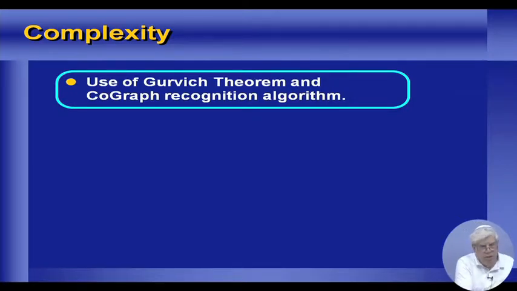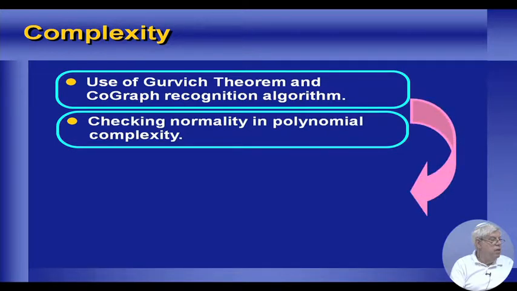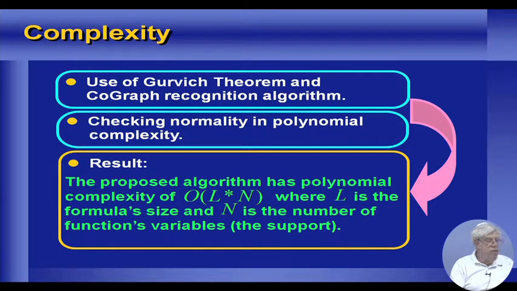What is the complexity of this? Well, use of Gurevich's theorem and co-graph recognition, together with checking normality in polynomial time, will end up giving us an algorithm whose complexity is on the order of L, the length of the input formula, times N, the number of variables in the function. So it is a polynomial time algorithm based on the product of how long the input is times the number of variables.